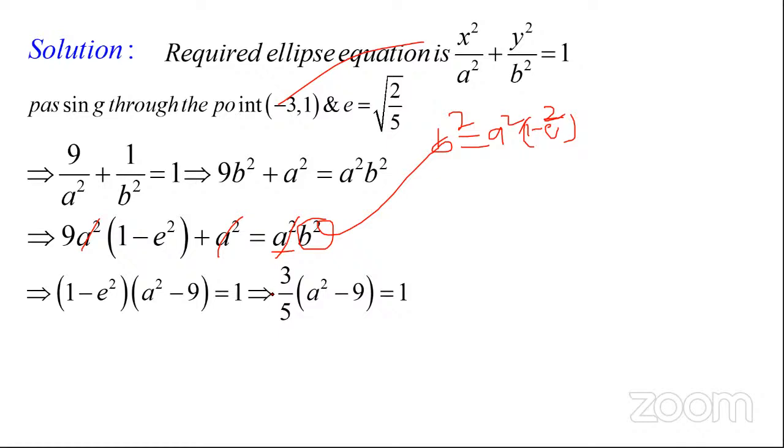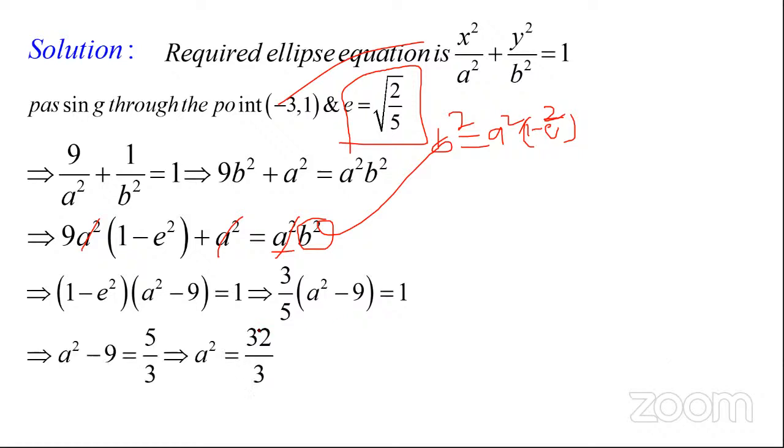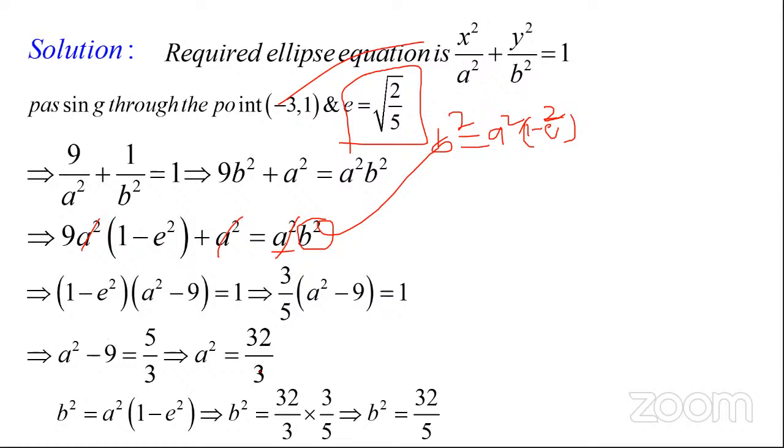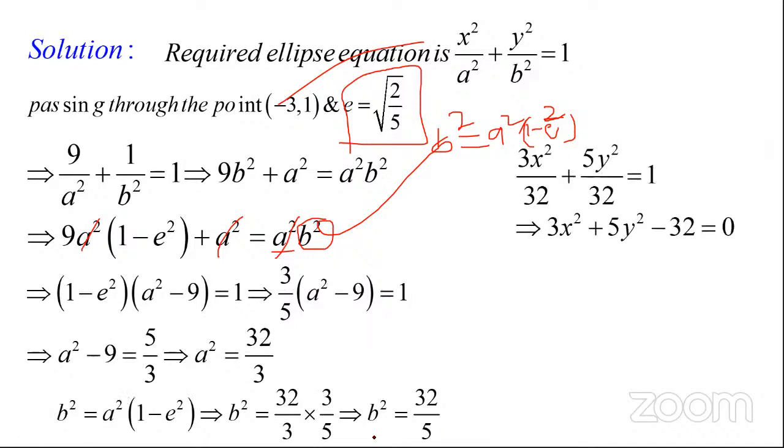Here the value of 1 minus e square is nothing but 3 by 5. We have the value of e, so we get the 1 minus e square value as 3 by 5. Then solving a square minus 9 equal to this value, this will be 5 by 3. A square equal to 32 by 3. Then b square equal to a square into (1 minus e square). Simplify, then you will get 32 by 5. So then 3x square by 32 plus 5y square by 32 equal to 1. Then the equation is 3x square plus 5y square minus 32 equal to 0.